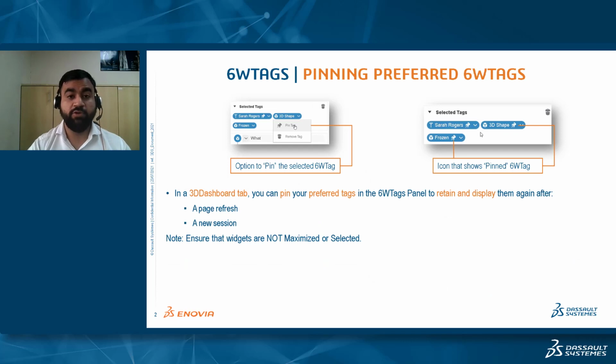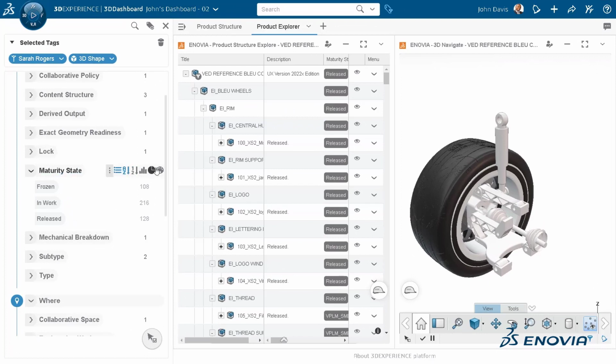By default, 6WTags that you select for a 3D dashboard tab are not retained, which means that if you relaunch the session or if you refresh the page, the tags will not be retained. But to overcome this, you can select the pin tag option from the drop-down menu and pin the preferred tags so that when you refresh the page or relaunch the session, the tags are retained and you can display them as is. Now let's take a look at the video of these two functionalities.